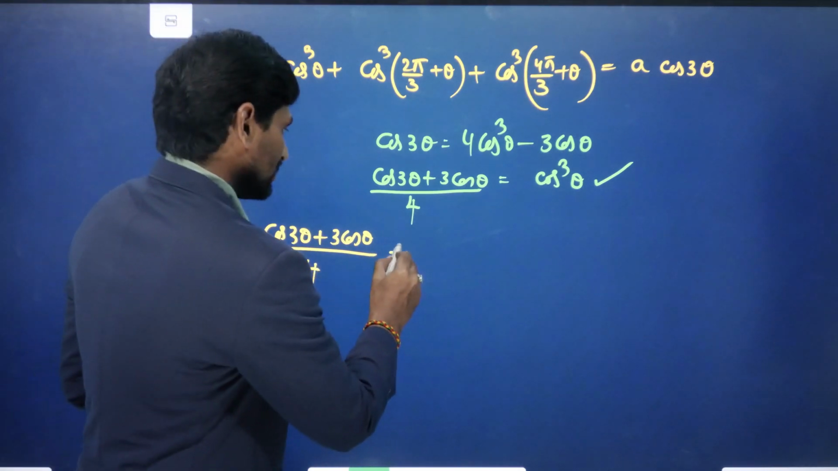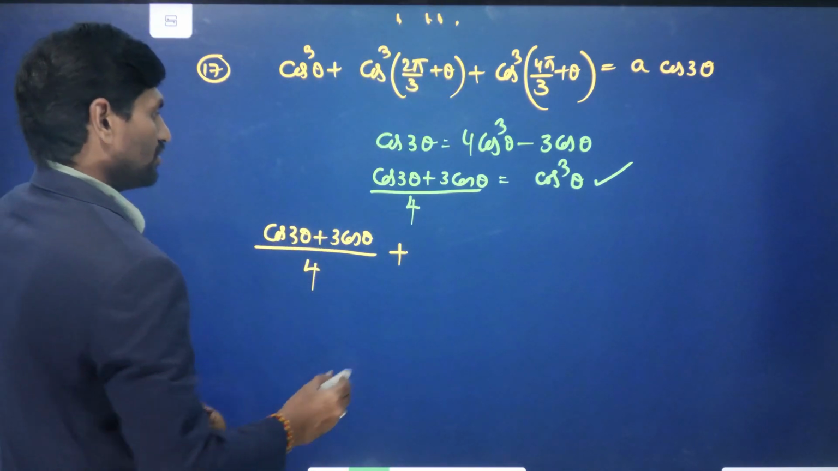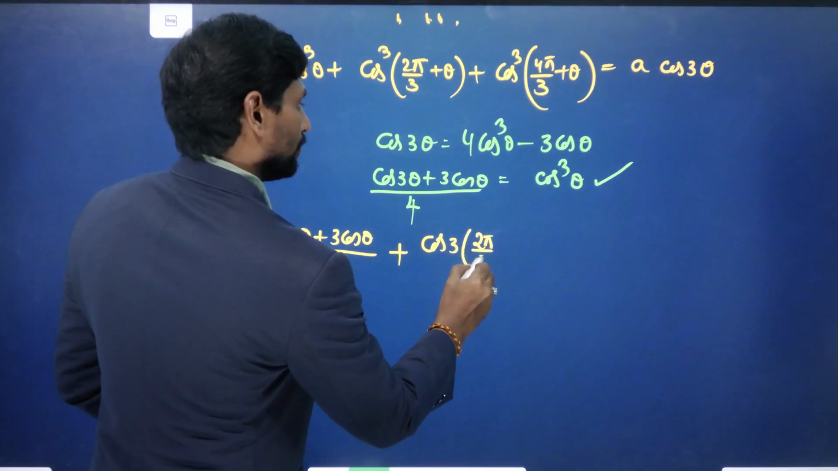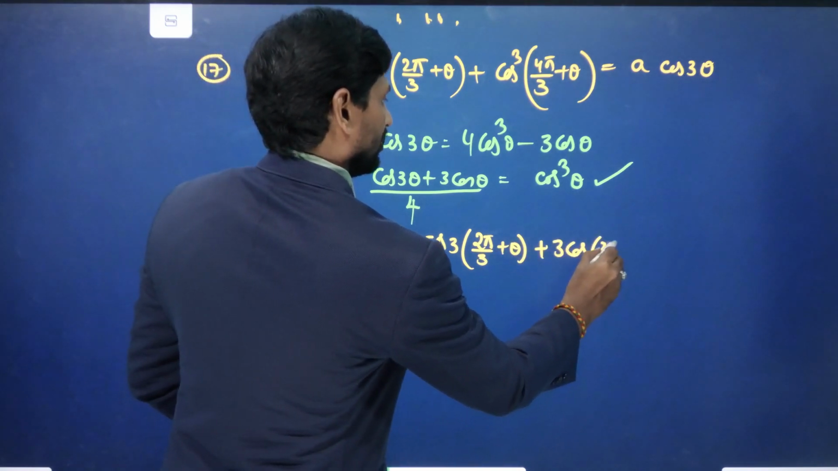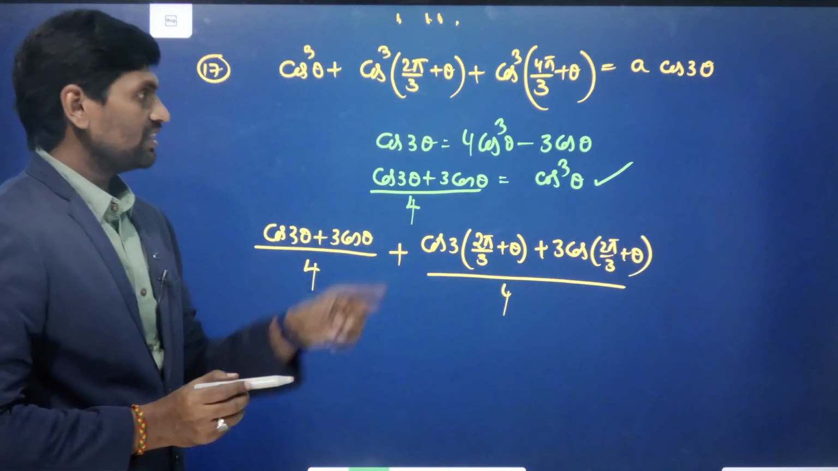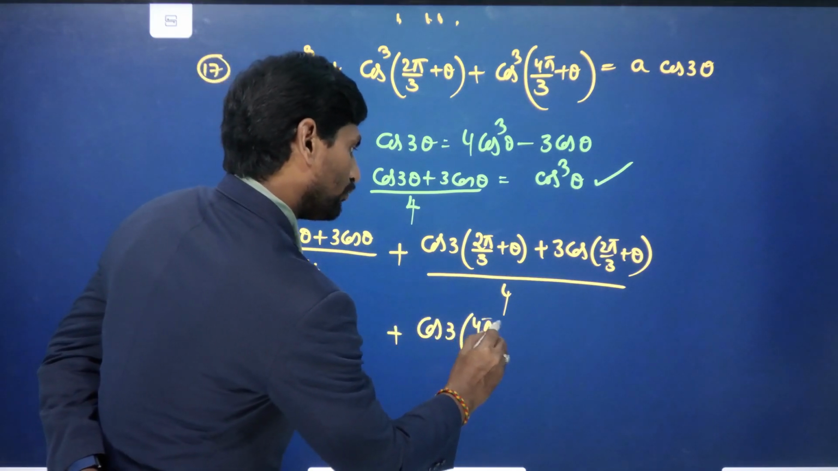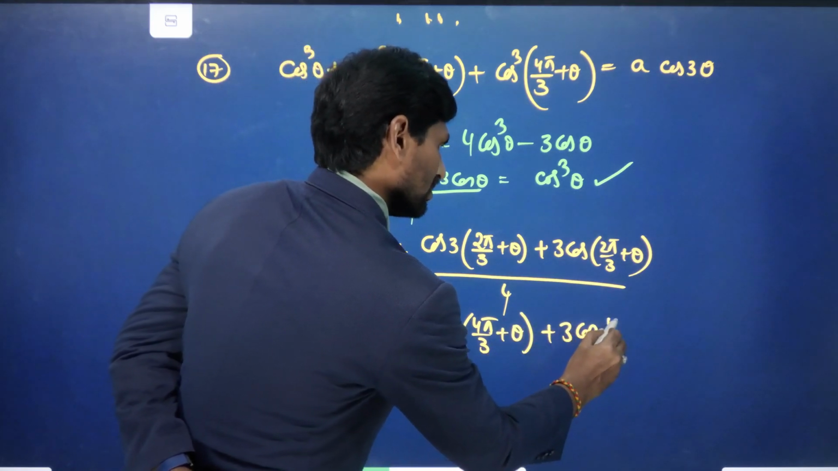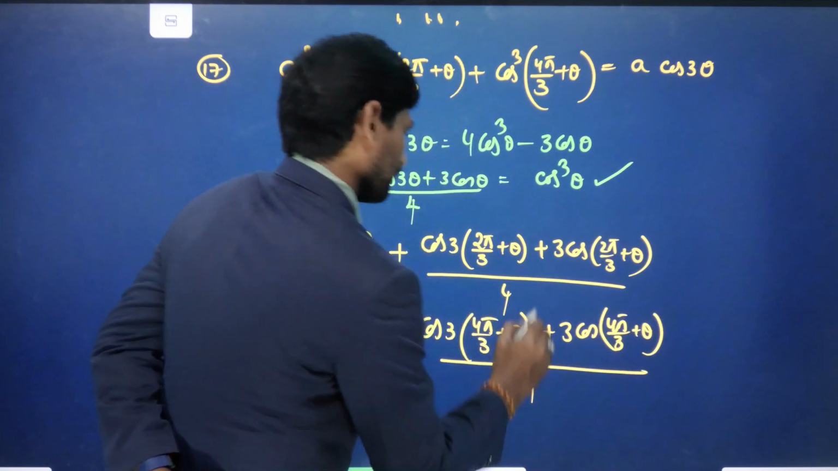Okay? Now plus, this is also cos cube theta. In the place of theta, we have 2 pi by 3 plus theta. So this also we can write as cos 3 into (2 pi by 3 plus theta) plus 3 cos (2 pi by 3 plus theta), by 4. Okay? Third term also like that only, plus cos 3 into (4 pi by 3 plus theta) plus 3 cos (4 pi by 3 plus theta), by 4.